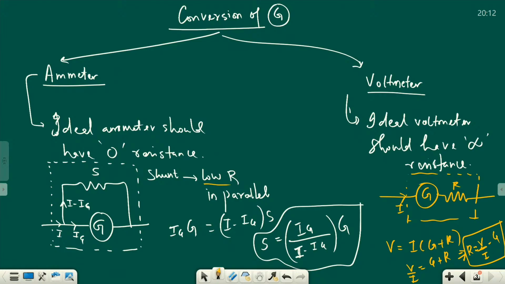So you can copy the notes from here. Conversion of galvanometer into ammeter and voltmeter. Please copy this. We will solve some numericals now based upon this. First you copy this, then we will solve some numericals based upon it. Make it fast.